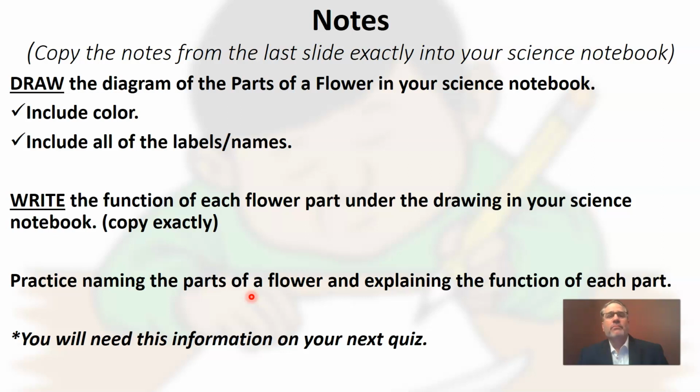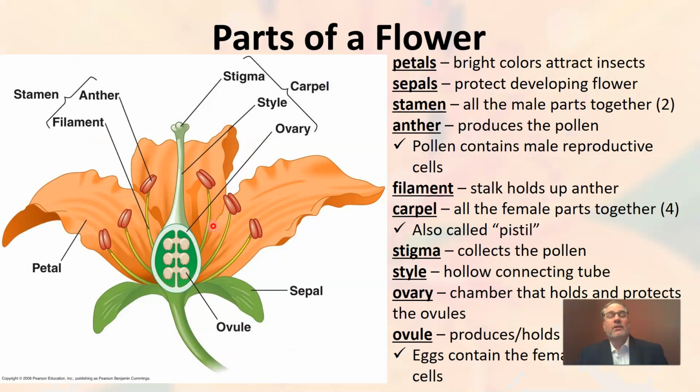All right. So today, your notes are going to be just simply to copy and to draw. The first thing it says here is draw the diagram of parts of a flower in your science notebook. Please include color and include all the labels and names. After you finish that, you're going to write the function of each flower part. The simplest way to do that is to go back to this part of the video to draw what you see on the screen. It won't be perfect, but do a good job.